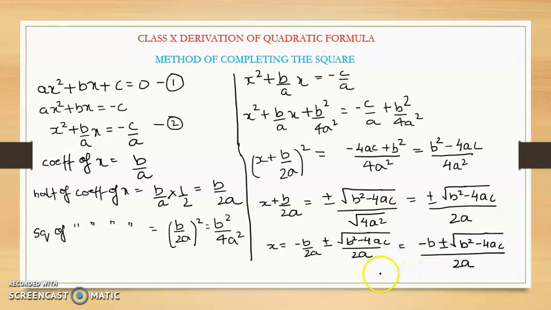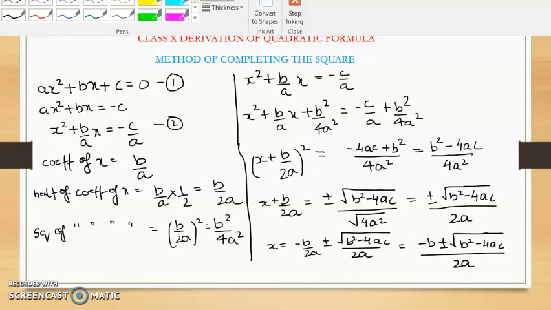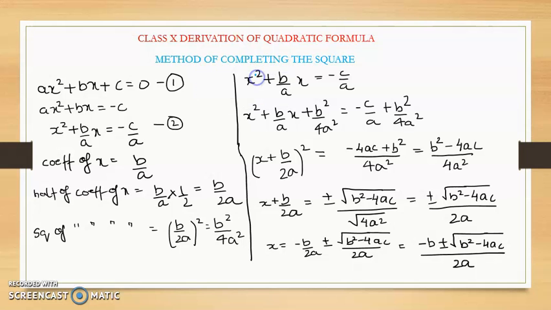Are you following, students? Clear? Let me highlight this. Okay, 1 minute, students. Taking a different ink. So minus b plus minus under root of b square minus 4ac divided by 2a. Okay, this is your quadratic formula. So the derivation of the quadratic formula is this whole thing.